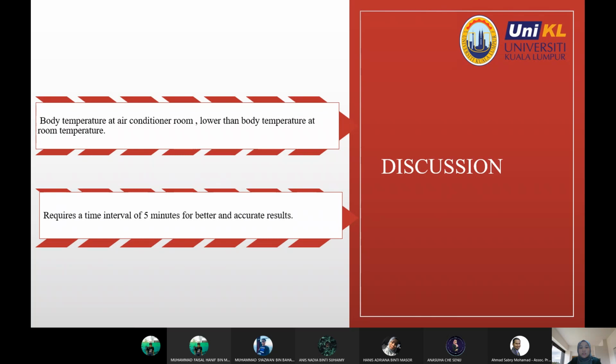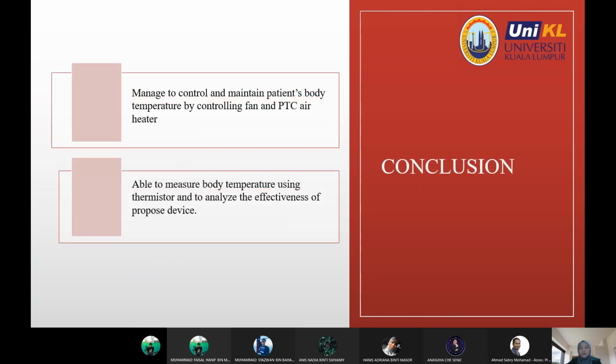As you can see, the body temperature in the air conditioning room is lower than the body temperature at room temperature, based on a medical news website entitled The Best Way to Reduce Body Heat. The human body responds to external and internal changes. Body temperature rises when the external temperature rises, but also when the internal temperature rises. So it is normal. It requires a time interval of 5 minutes for better and more accurate results.